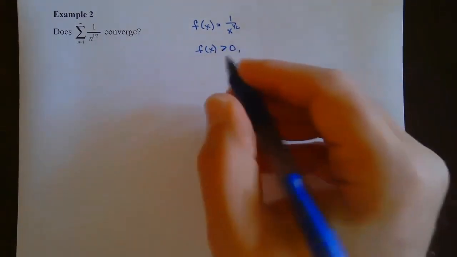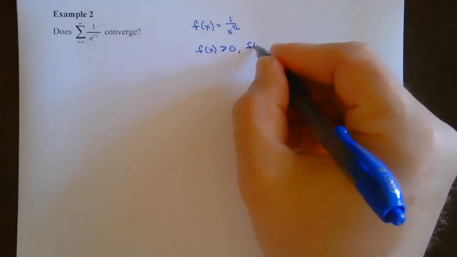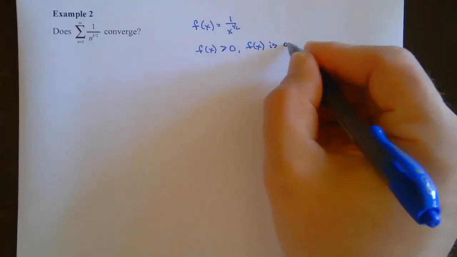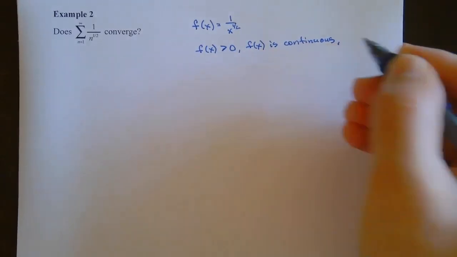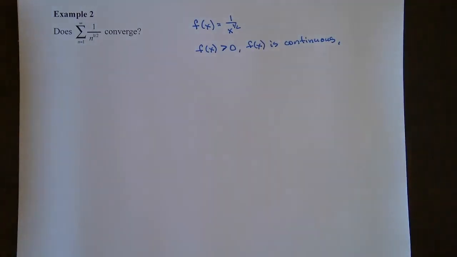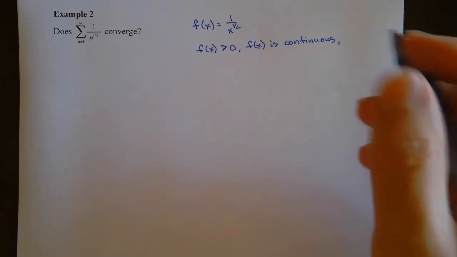So f of x is greater than 0, f of x is continuous. And then is it decreasing? One way to look at it is you can pull up your graphing calculator and graph 1 over x to the 1/2, and you would see that from x greater than or equal to 1 on, it's decreasing. You could also take the derivative of this and show that from 1 on, the derivative is always negative. That would also tell you it's decreasing. So that's just another way of showing that it's decreasing.